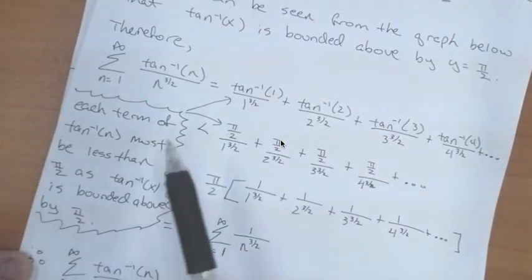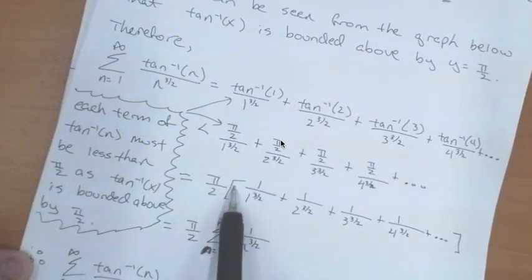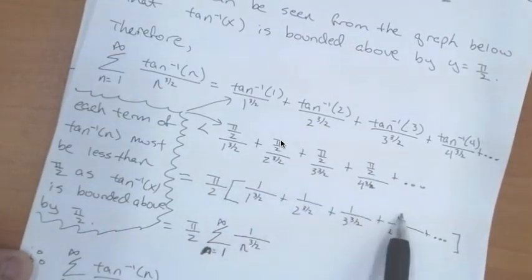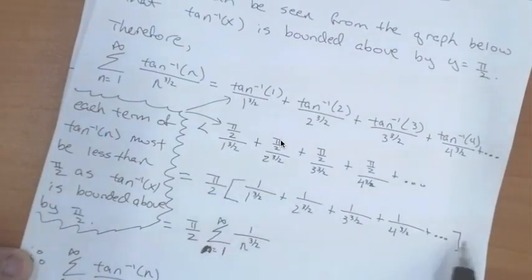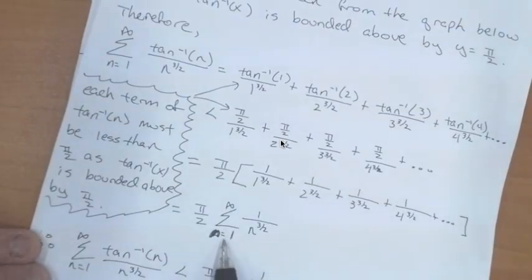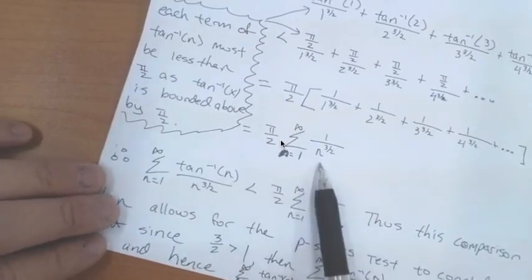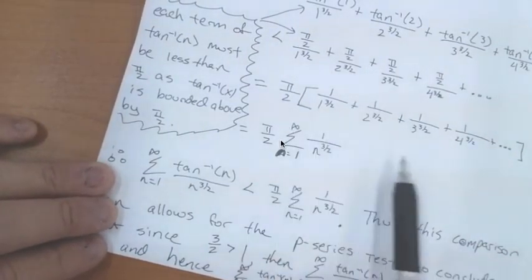And we can factor the pi over 2 out, and we have the numerator as 1 for each term. For the rest of those terms, we can easily see that it is the summation of n equals 1 to infinity of 1 over n to the 3 over 2 power. For this one, we can use the p-series to identify if the comparison series is convergent or not. So, the original series is smaller than the comparison series.